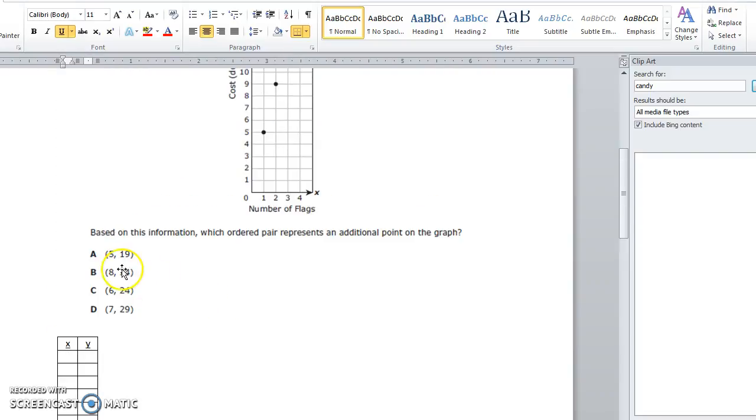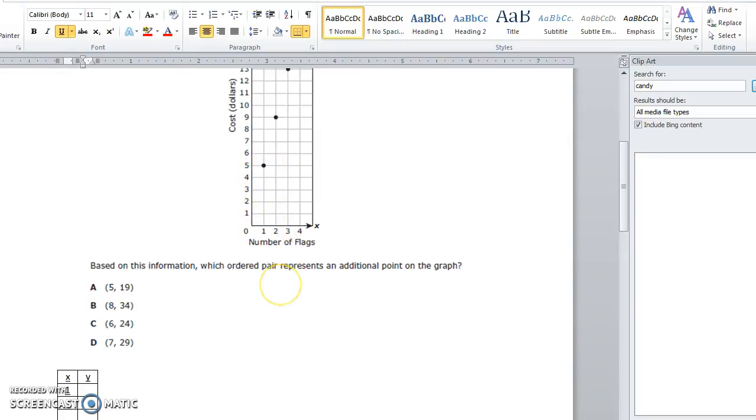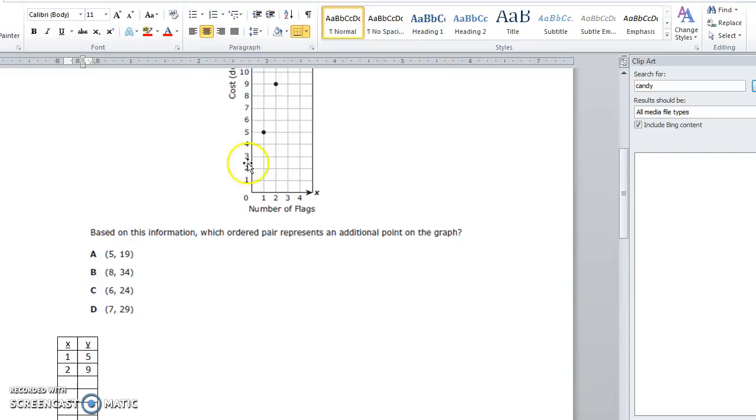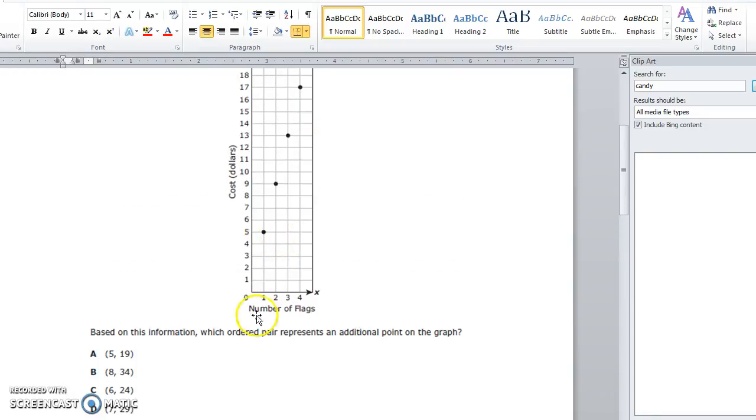Alright, so my first point was 1, 5. Let me put that in, 1, 5. My second point was 2, 9. My third point was 3, 13. My fourth point was 4, 17.